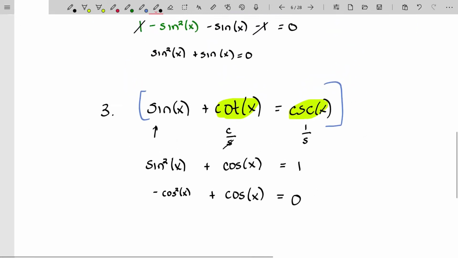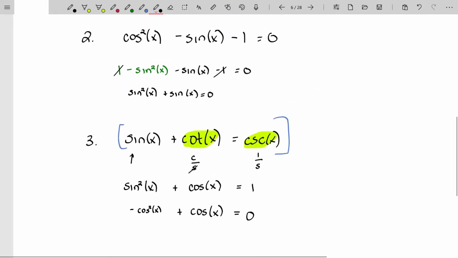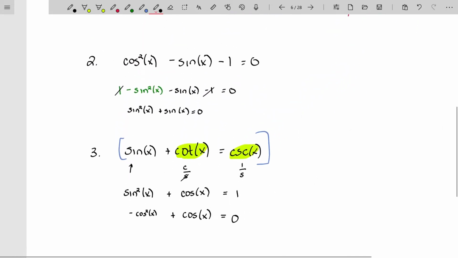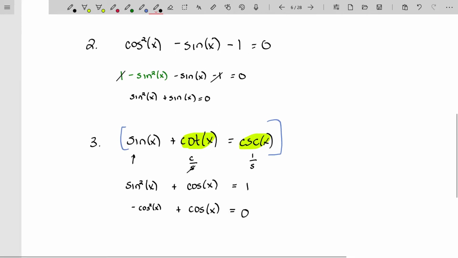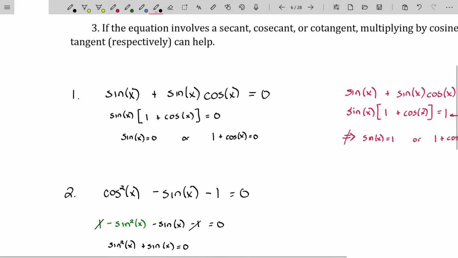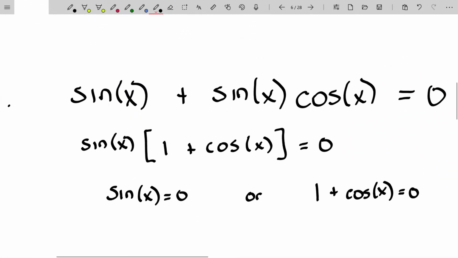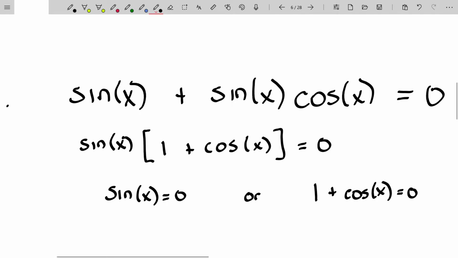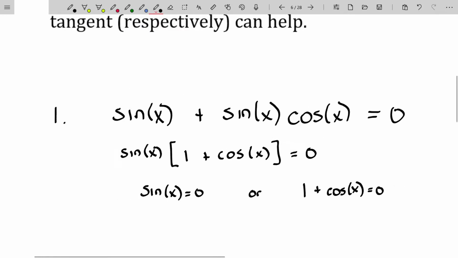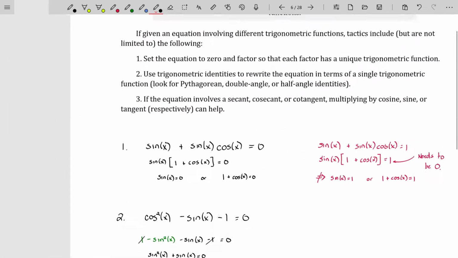So the idea here is really to eventually get down to either one trig function in your equation, like sines for number 2 or cosines for number 3 there, or be able to factor out trig functions to set things equal to 0 and then factor so each factor has its own unique trig function. Those are good tactics right there.